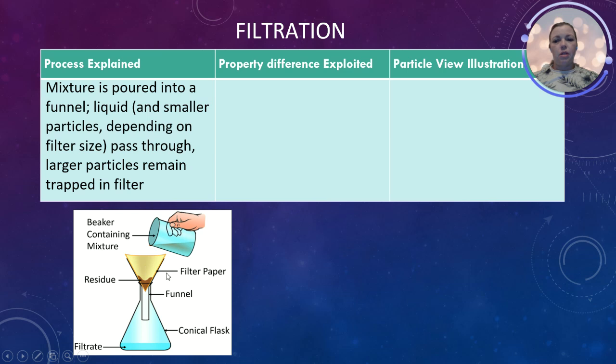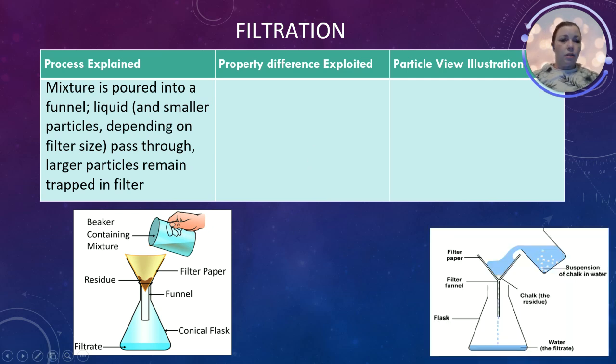You pour your mixture in there, and then you just allow gravity to do its thing, or you can do a vacuum filtration, which is where you would hook this up to some sort of vacuum source, be that a vacuum pump, or an aspiration system where you hook it up to the sidearm of a water tap where water is flowing past quickly, and that creates a vacuum. Here's another example of this.